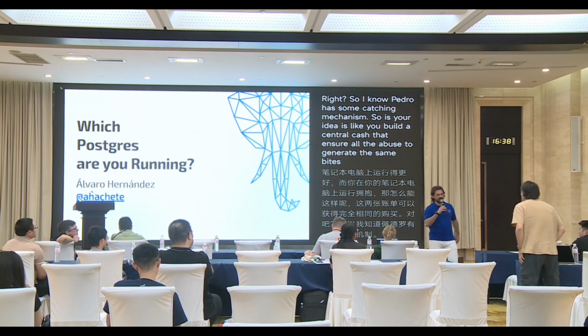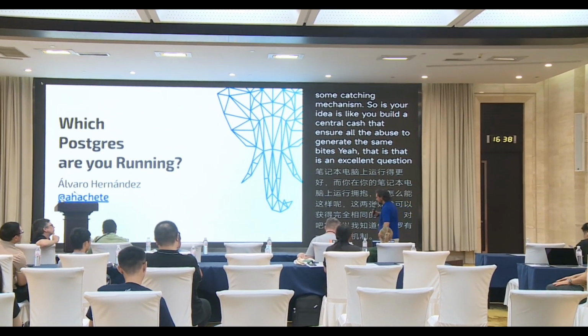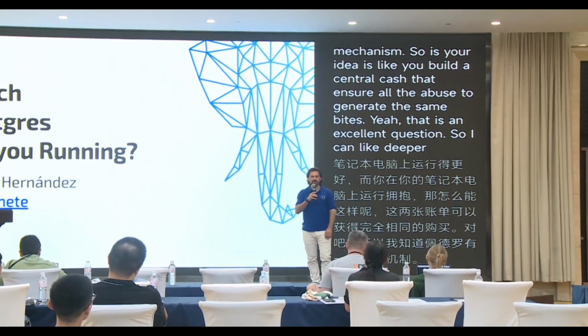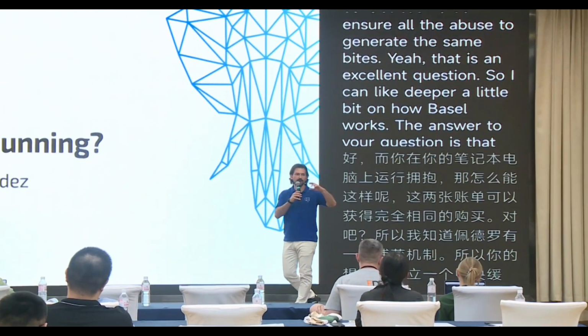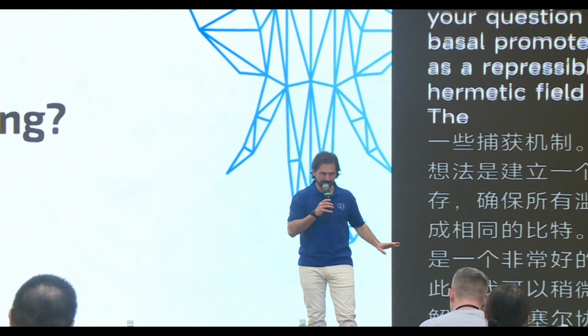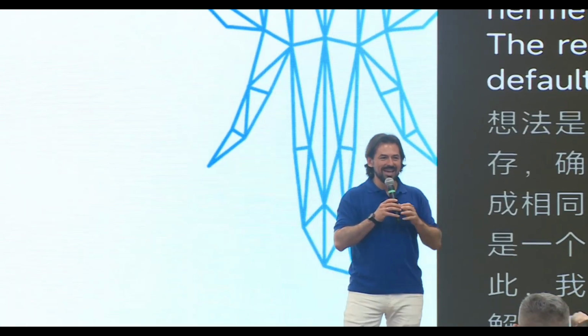Yeah, that is an excellent question. I can dive a little deeper into how Bazel works. The answer to your question is that Bazel promotes itself as a reproducible, hermetic build system. The reality is that by default it is not, and that matches your experience. You need to configure Bazel to do that. By default, it will take the compiler on your system. That is the wrong thing to do. How are we going to generate the same binary if you have a different compiler than mine? Most likely they will produce different output. So we are dealing with this problem.